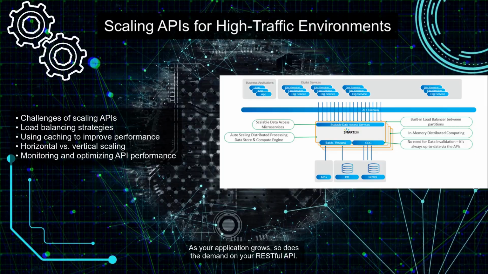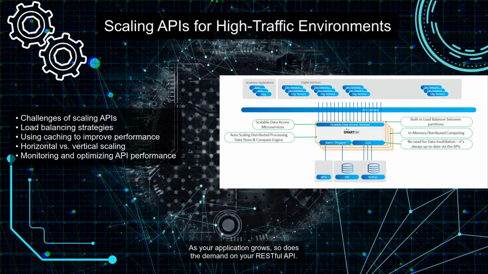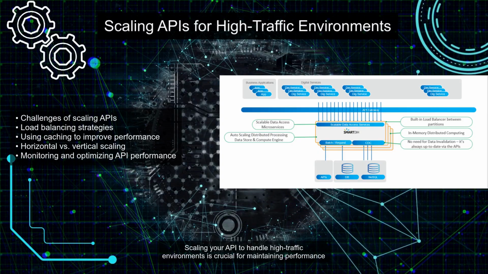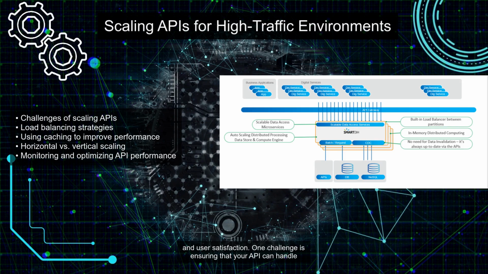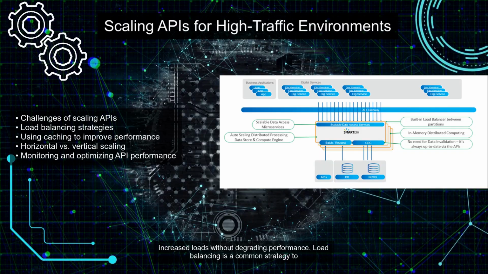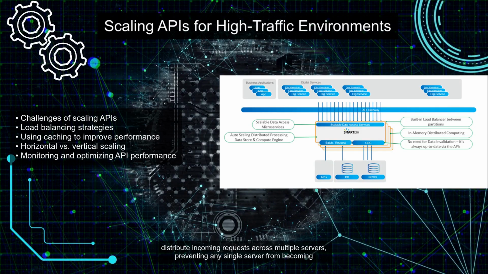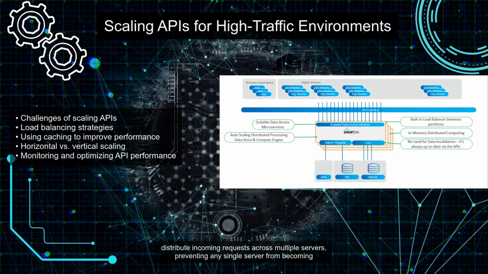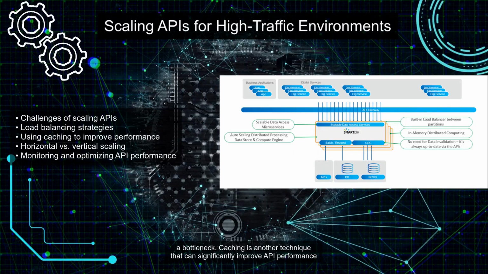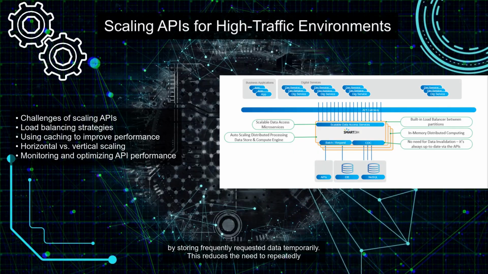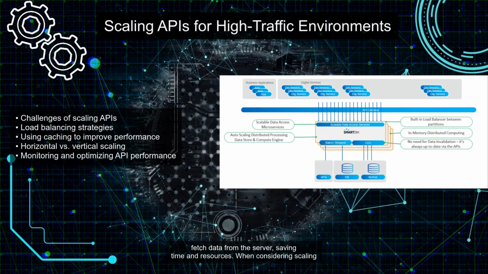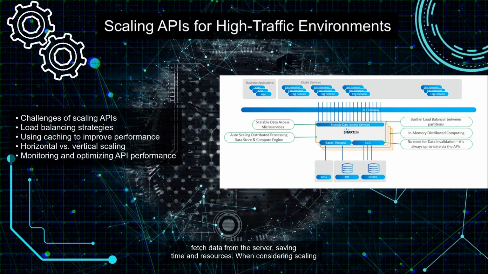As your application grows, so does the demand on your RESTful API. Scaling your API to handle high-traffic environments is crucial for maintaining performance and user satisfaction. One challenge is ensuring that your API can handle increased loads without degrading performance. Load balancing is a common strategy to distribute incoming requests across multiple servers, preventing any single server from becoming a bottleneck. Caching is another technique that can significantly improve API performance by storing frequently requested data temporarily. This reduces the need to repeatedly fetch data from the server, saving time and resources.